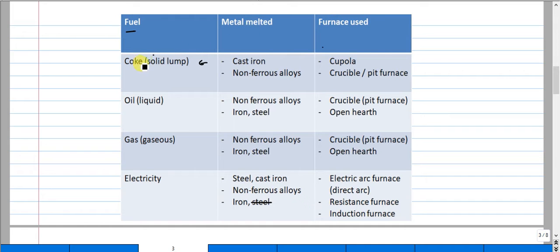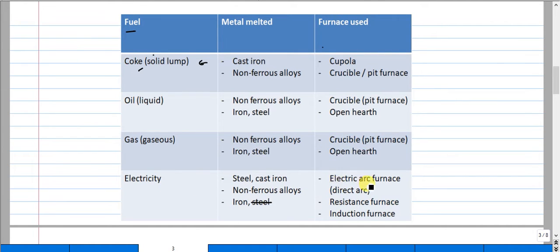And where exactly will this coke be used? Cupola, crucible or pit furnace. Oil can be used in crucible, open hearth. Gas can be used in crucible and open hearth.